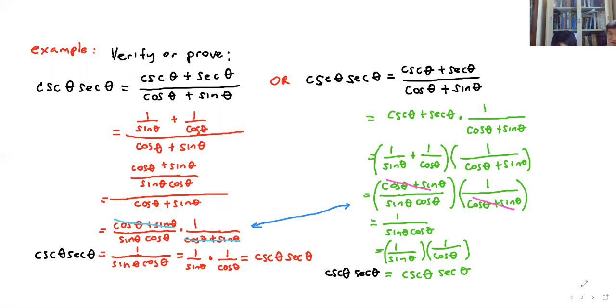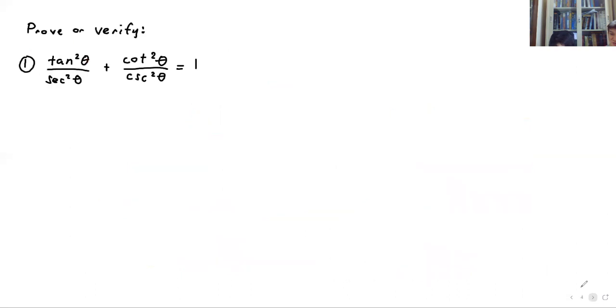So now it's your turn to do some verification or proving of trigonometric identities. Question number 1 is tangent squared theta over secant theta plus cotangent theta over secant theta. Verifying and proving trigonometric identities can be as easy as these problems.